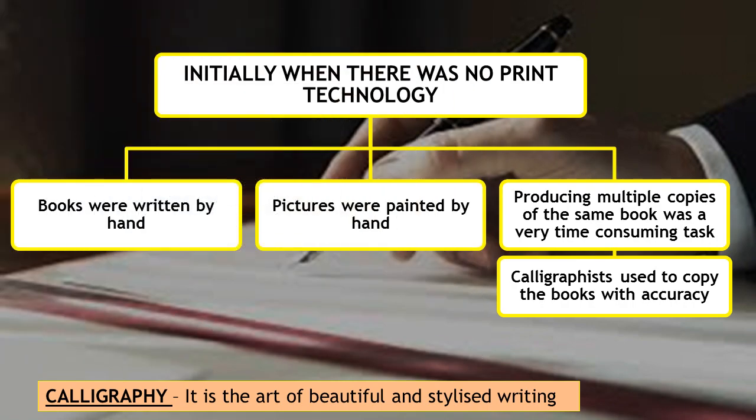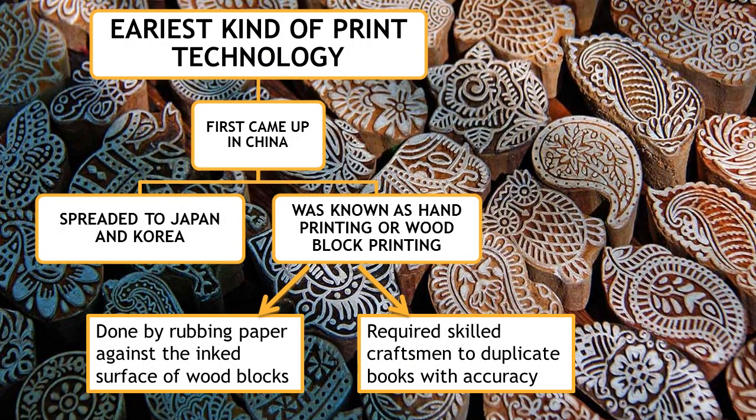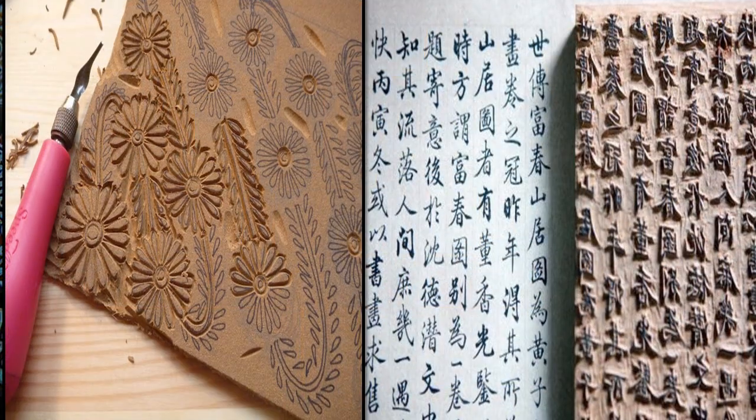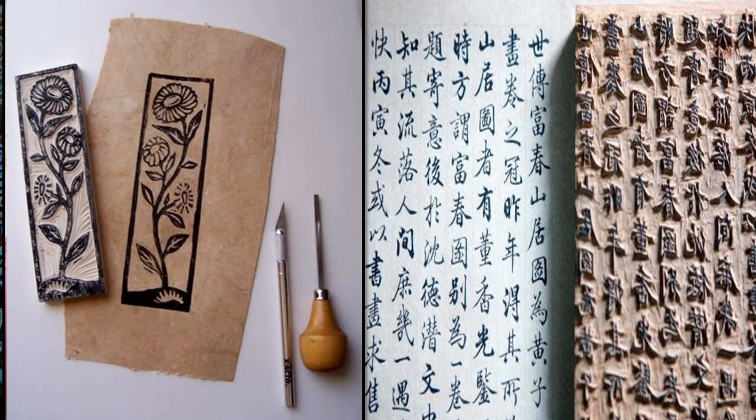beautiful and stylized handwriting. So the first kind of print technique that came up was called hand printing or woodblock printing. It first came up in China and from there it reached Japan and Korea. Under this technique, first of all a design was carved on the wood block and then ink was put on that design, and then the wood block was rubbed against a paper so that the image came on paper, but the image will come in reverse direction. So if multiple images had to be drawn, it became very easy.